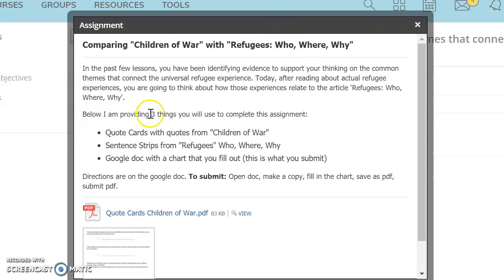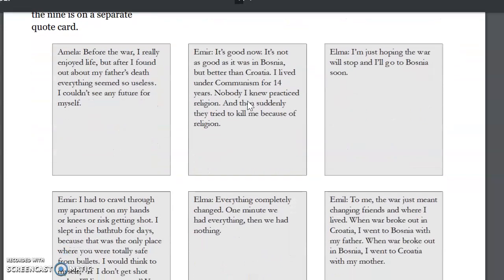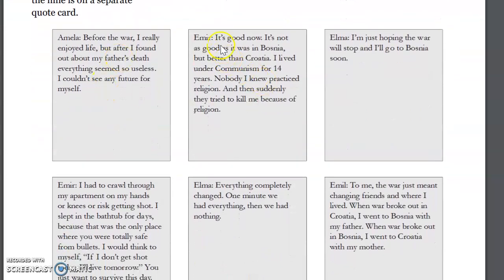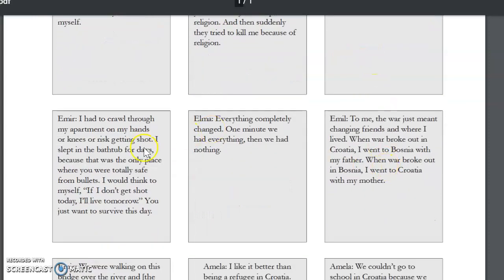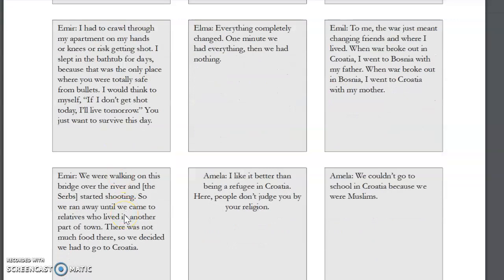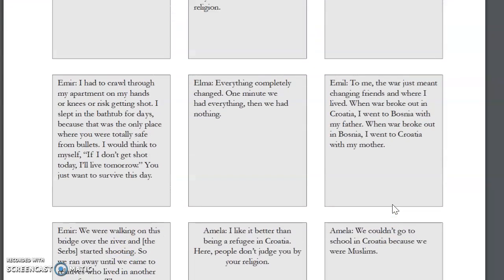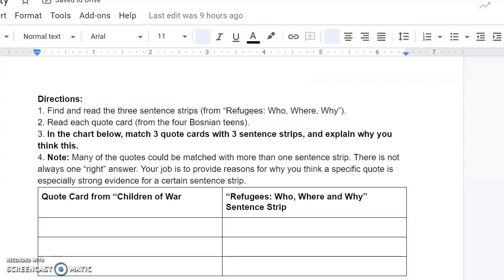I'm providing you three things that you'll need to complete this assignment. First, quote cards with quotes from Children of War. That's pretty self-explanatory, and I'll show you what that looks like. It's going to look like this, and it has quotes from all of the teenagers that were interviewed. You'll look through those really quick and just read them to yourself.